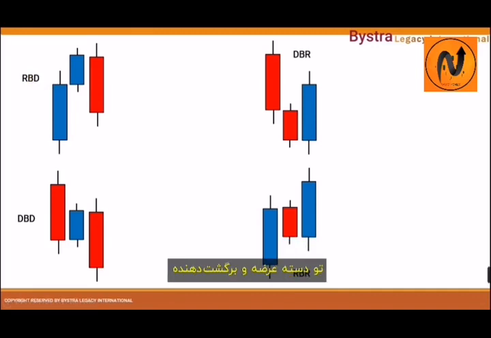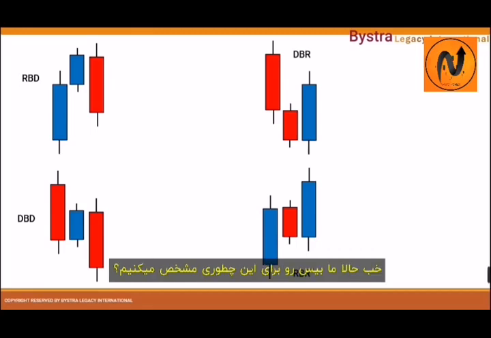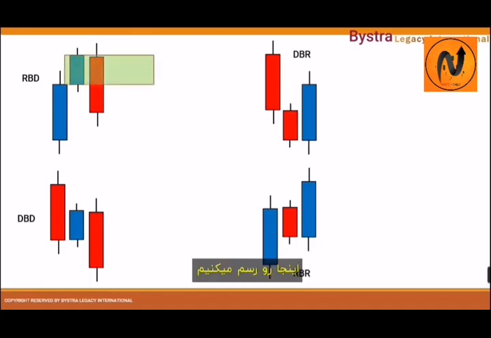Under the supply and the reversal category, how do we mark the base for this? We mark here. This base, only the body. So price comes in, reacts to this base, and continues on the downtrend.